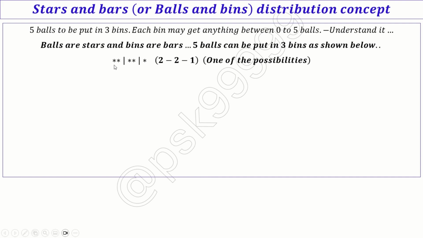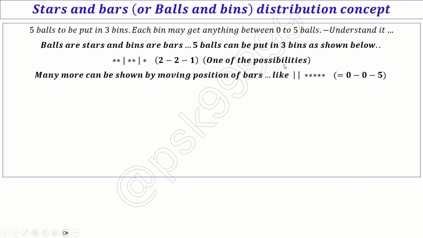If I represent it like this, it means 2 in the first bin, 2 in the second bin, and 1 in the third bin, which we represent as 2, 2, 1. This is one of the possibilities. It can be anything like this, and many more possibilities are there. If I put it like this, a bar, a bar and 5 stars, then it means 0, 0, 5. So the first bin has 0, the second bin has 0, and the third bin has 5 stars. This is the representation.